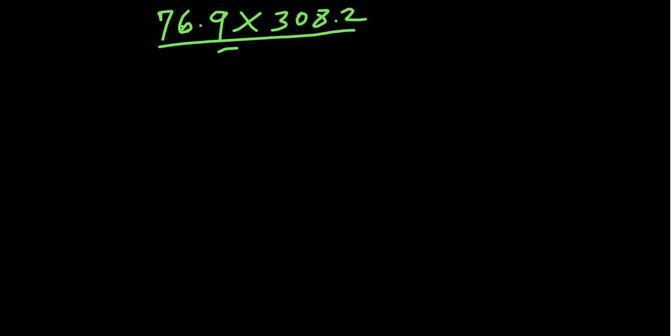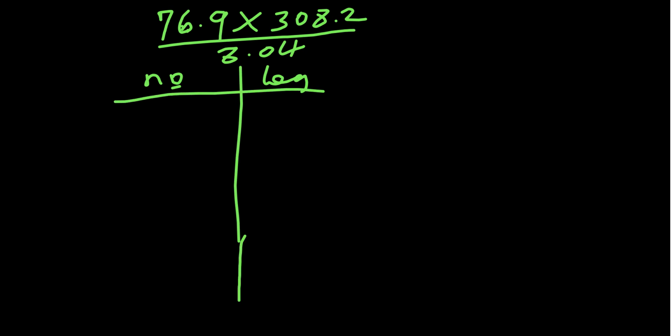So we have the question: 76.9 multiplied by 308.2, all divided by 8.04. Okay, so what you're going to do is create a table of numbers and logs. In this table, you are going to put the numbers.